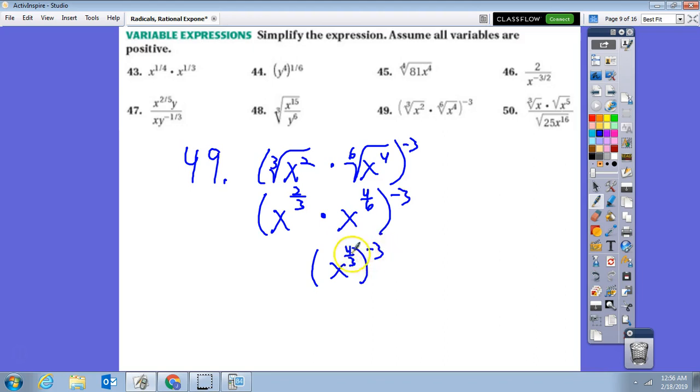If you multiply that, because this is an exponent raised to another exponent, when you have an exponent raised to another exponent, you multiply 4/3 times negative 3. You're going to end up with x to the negative 4th, which you then move to the bottom of the fraction and make it positive 4. So 1 over x to the 4th.